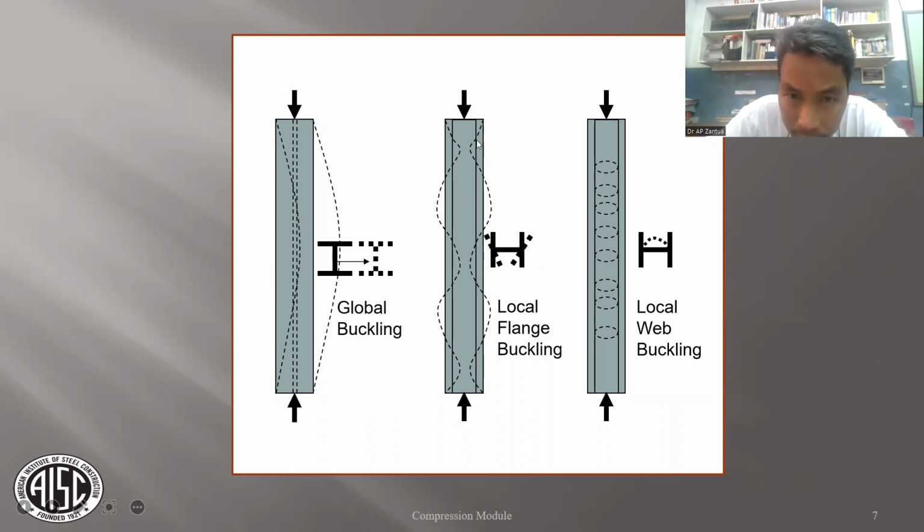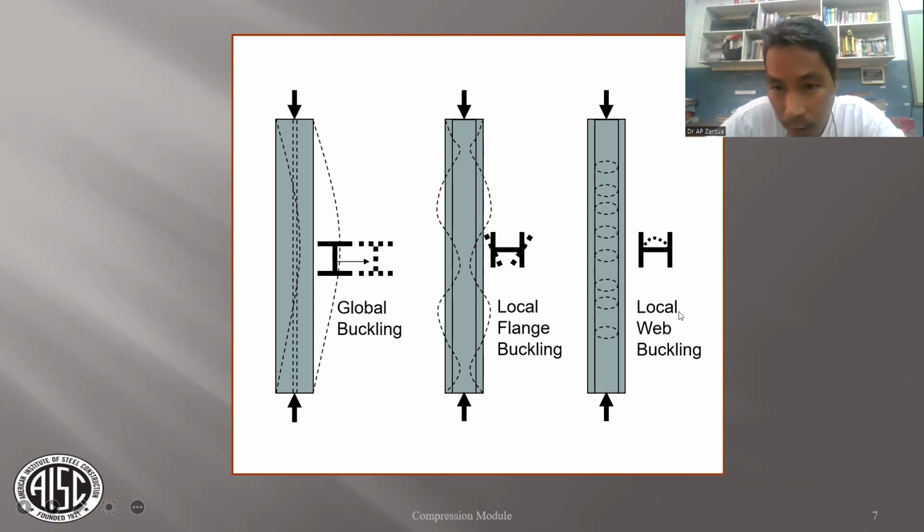How about local flange buckling? So flange, this is the flange, this is another flange, the opposite one. So local buckling is localized in some particular portion or area of the element. So the plates may deform like this. So in here, there is no deformation actually on the shape of the W type. Here, we have a noticeable deformation.